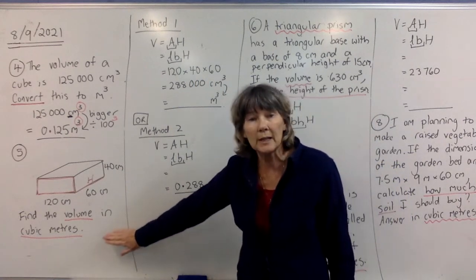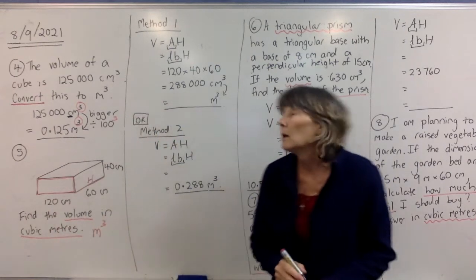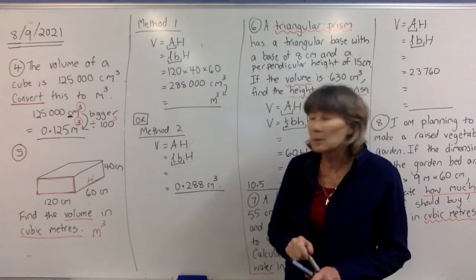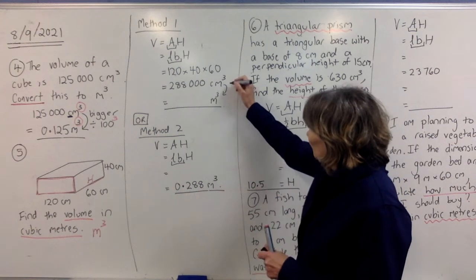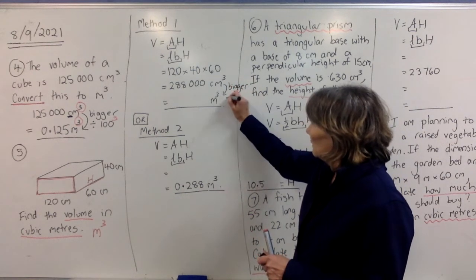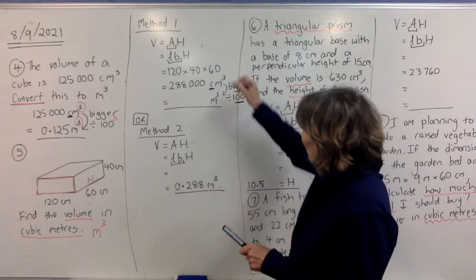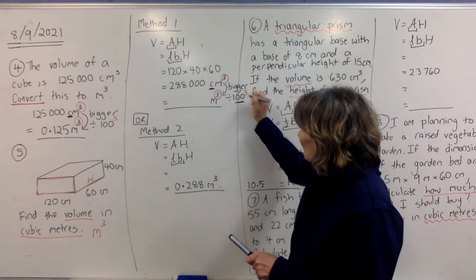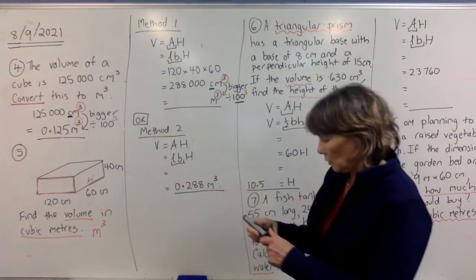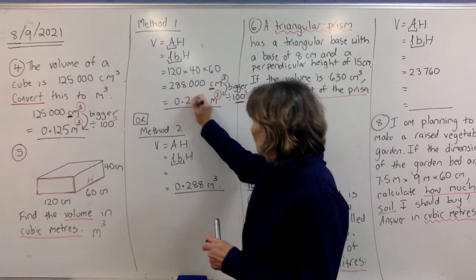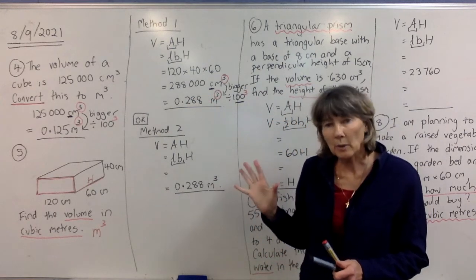Now the question wants it in cubic metres, right? Cubic metres means metres cubed. So we're going to change this from centimetres cubed to metres cubed, just like we did a minute ago. So we're going to a bigger unit, so we're dividing. Because of centi, we're dividing by 100. And if both units are cubed, the 100 will be cubed as well. So if we do 288,000 divided by 100 cubed, you will end up with 0.288 metres cubed.